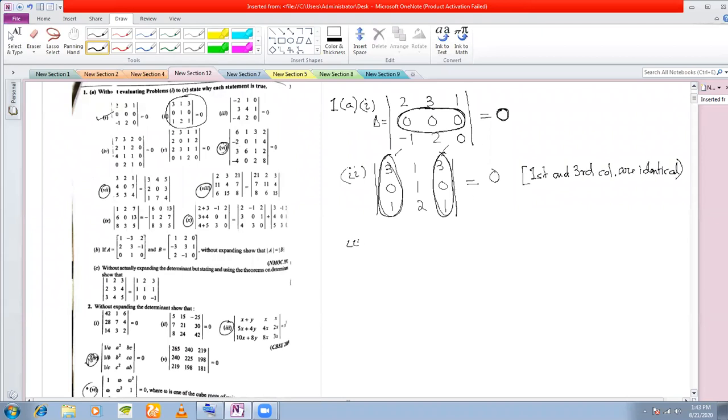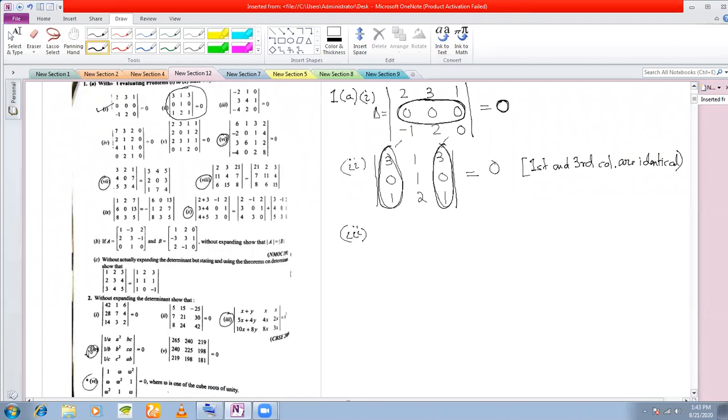Third one. What is the third question? The third question here is, let's start from the left. In fact, all this you should write LHS. This also LHS. Look at the third one: -2, 1, 0, 3, 4, 1, -4, 2, 0. You need to prove that this determinant is equal to 0.